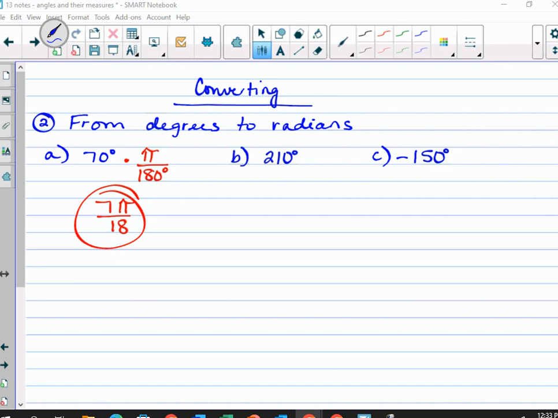If you're converting from degrees to radians, yes. If you're going from radians to degrees, what do you think you'll be multiplying by? Radians to degrees. So 180 over pi. 180 over pi, if you're going the other way.